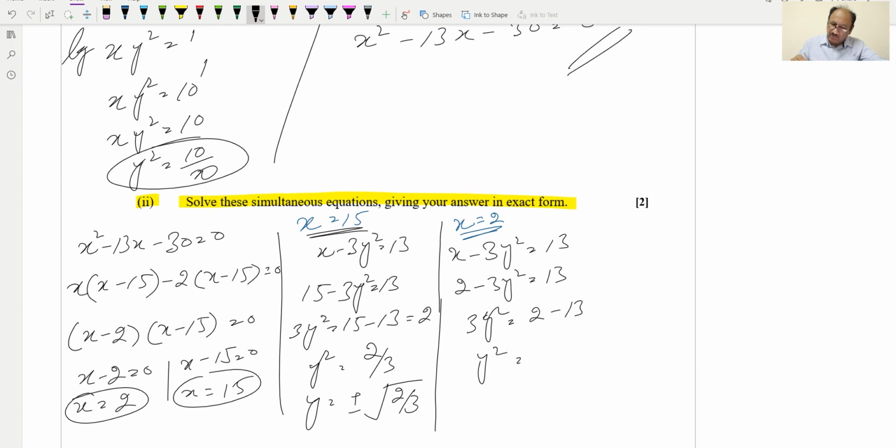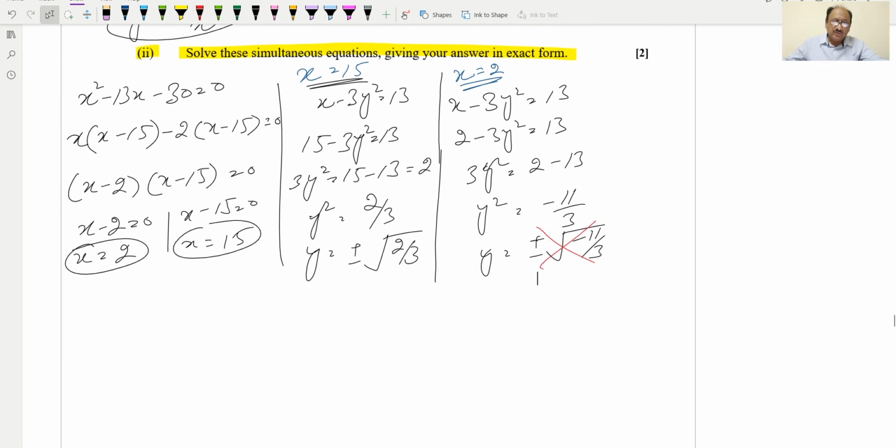So y square is equal to minus 11 over 3. So y will be equal to plus minus root of minus 11 over 3, which is impossible. So we can reject this one because this is not possible. So our answer will be what?